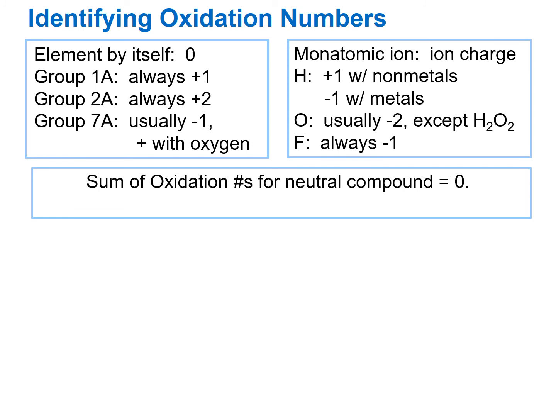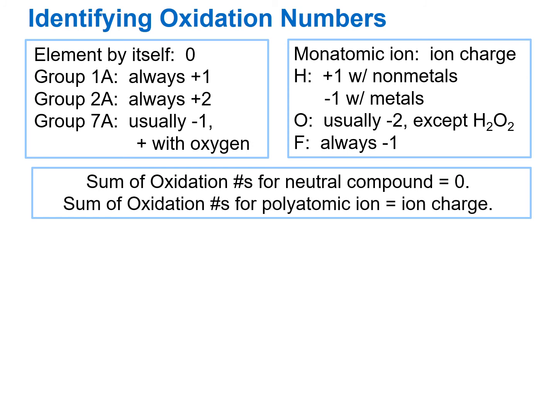The sum of oxidation numbers for any neutral compound has to equal 0. So if you have 2 elements in your compound, then the sum of their oxidation numbers has to equal 0. The sum of oxidation numbers for polyatomic ions is going to be equal to the ion charge. These are the rules. I like writing them this way because it's real easy to see. Not very wordy. It's just right there.